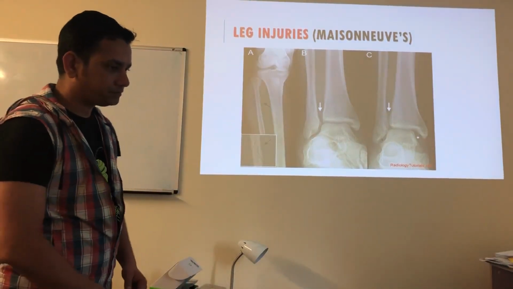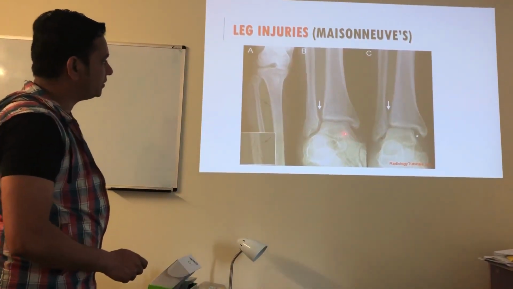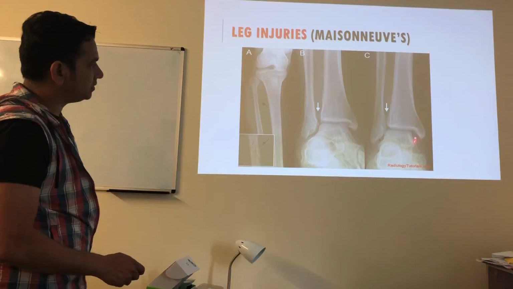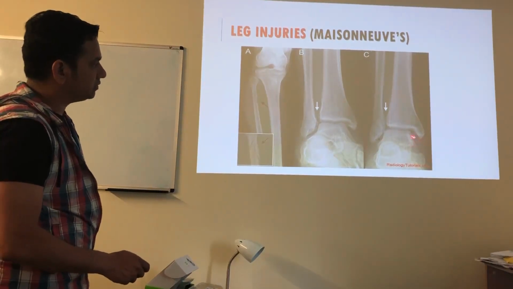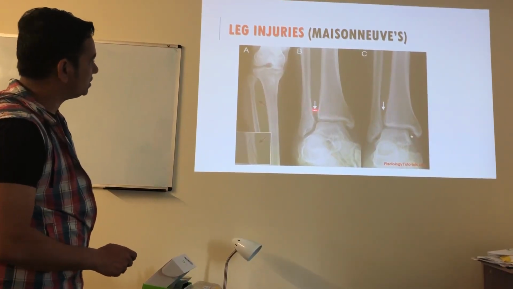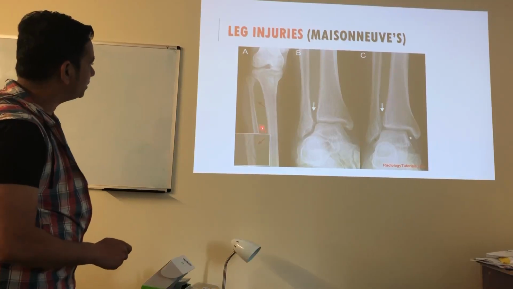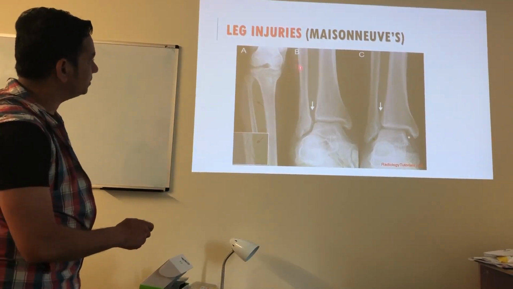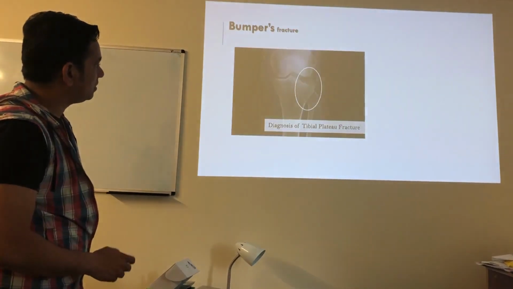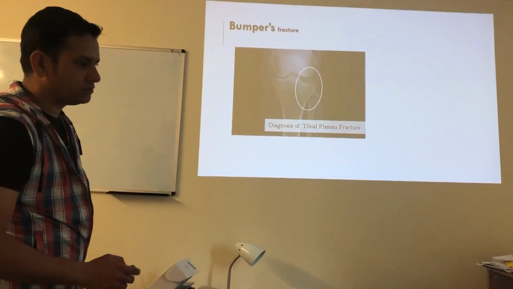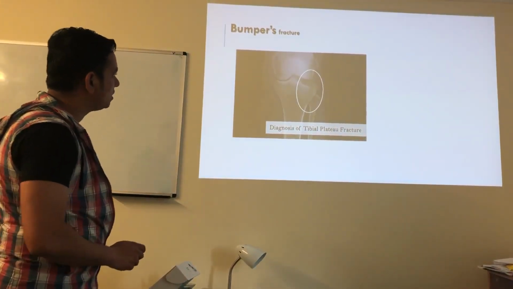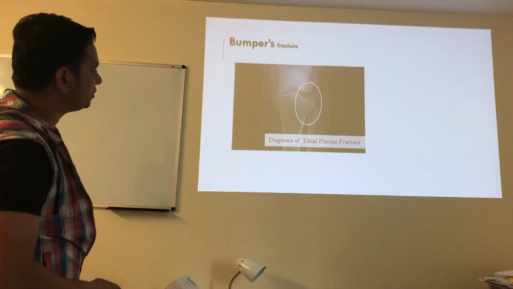Maisonneuve fracture. In Maisonneuve fracture, there is deltoid ligament which is gone, avulsion of the syndesmosis, and there is a spiral fracture of the proximal fibula. They won't ask Maisonneuve for intermediate. They might ask tibial plateau fracture or bumper fracture.